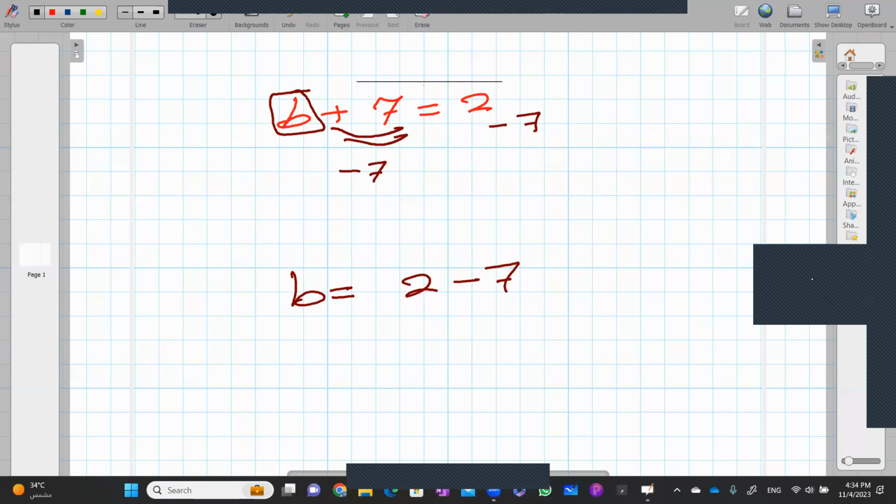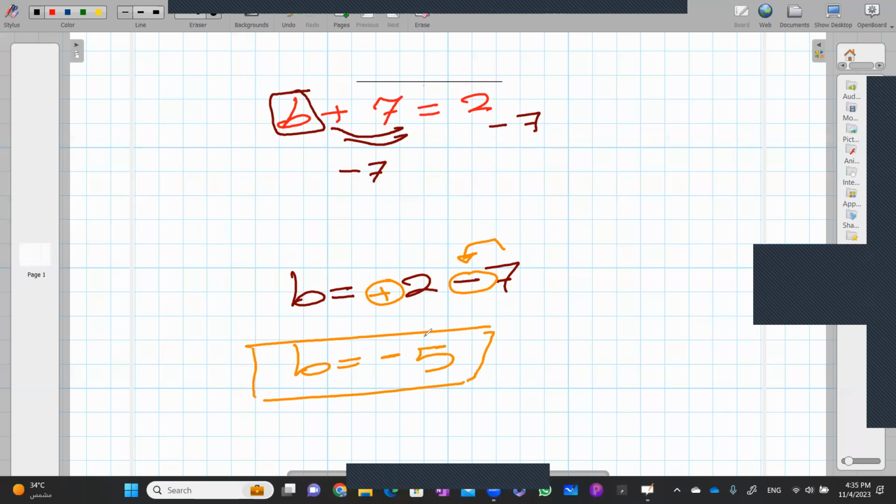Okay, we have here two different signs, positive and negative. Two different signs, we subtract. Then 7 minus 2 is 5. Which is bigger? 7 is bigger, so the sign is negative. Two different signs, subtract.